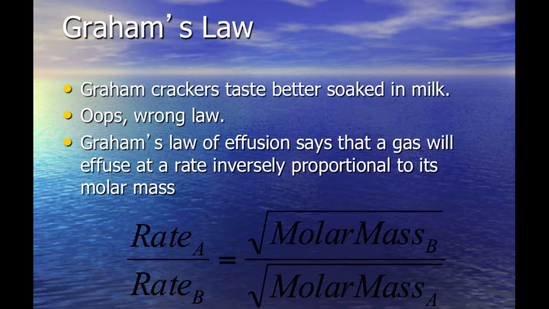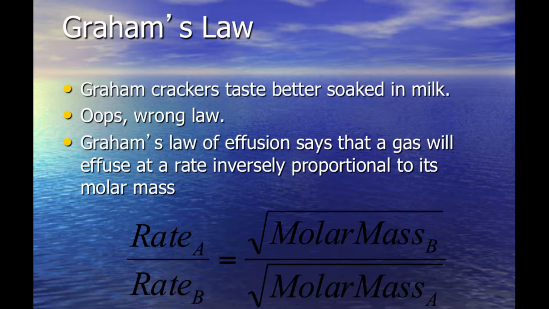Basically what this law says, and we will practice this some in class because this gets a little dicey, just get this down in your notes, and this equation is actually on the back of your periodic table. The rate at which it goes is inversely proportional, meaning the heavier it is, the slower it'll go. So the bigger the molar mass off the periodic table, the slower it'll go. And that makes sense. Who's going to go the fastest, the skinny little molecule or the big fat molecule? Skinny little molecule. So skinny little molecules go faster, big fat molecules go slower.